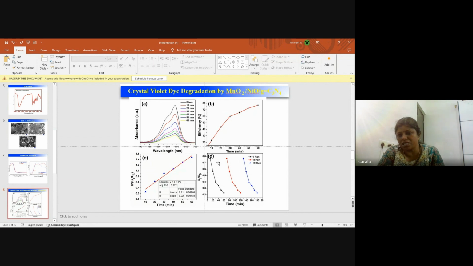After we use our nanocomposite component, we can reuse this manganese dioxide, nickel oxide, GC3N4 as a reusable component. For different time durations, we use the same dye component with the same material. How much dye degradation process was happening here? Here we observed the time durations, that is 60 minutes, after that 140 minutes, then 180 minutes.